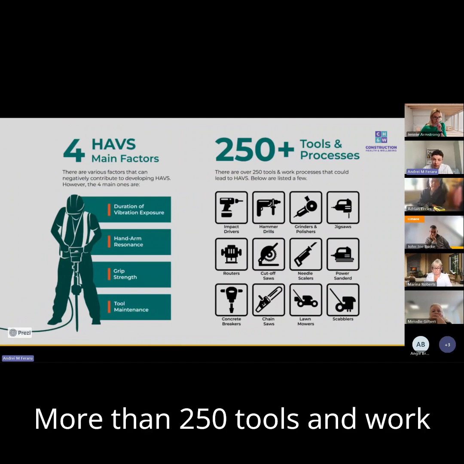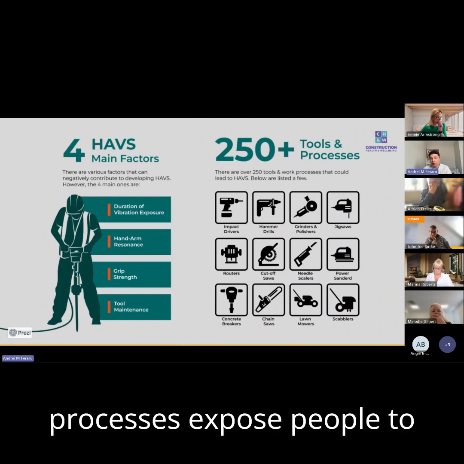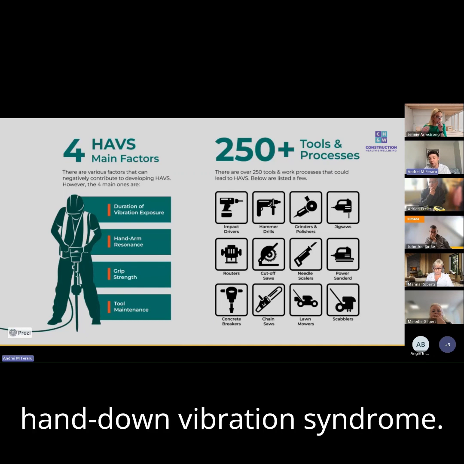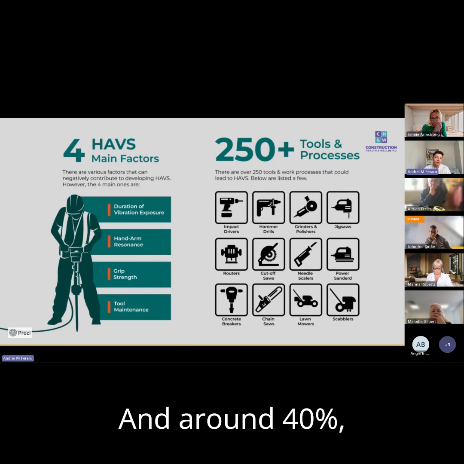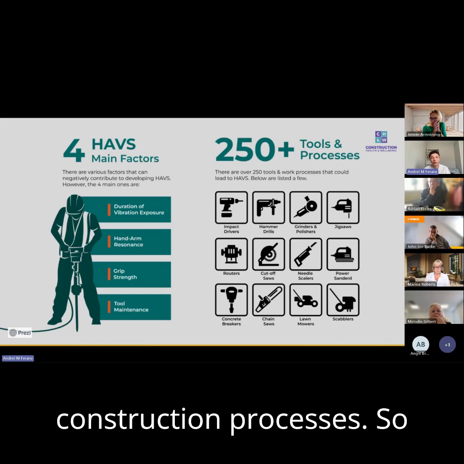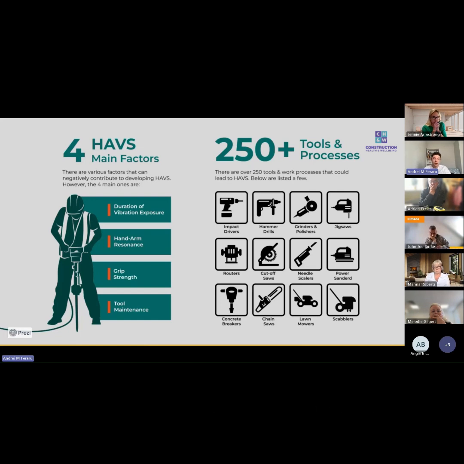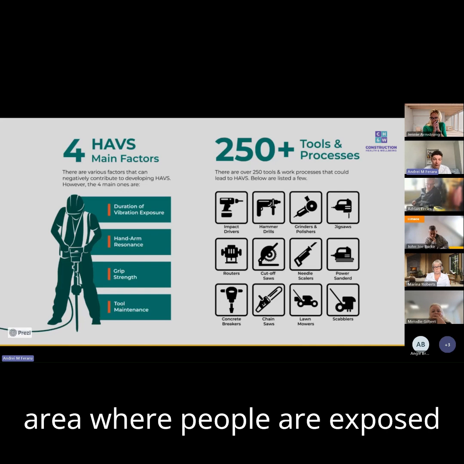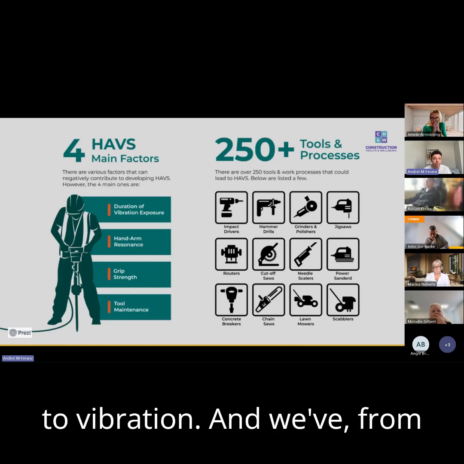More than 250 tools and work processes expose people to hand-arm vibration syndrome, and around 35-40% are construction tools and construction processes. So construction is the biggest area where people are exposed to vibration.